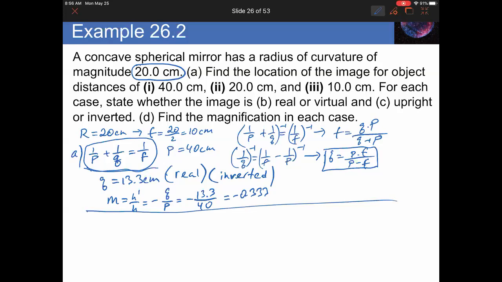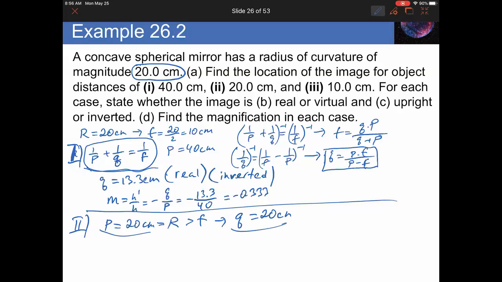Second one, we have, I guess you can say, case two. We have the object position at 20 centimeters, which you can see is equal to the radius, okay? But still it's greater than focal length. So in this case, I can still use exactly the same equations to find q. Once I find q, I get q equals 20 centimeters. Q is 20, p is 20, that means q is exactly the same position as p, but in front of the mirror.